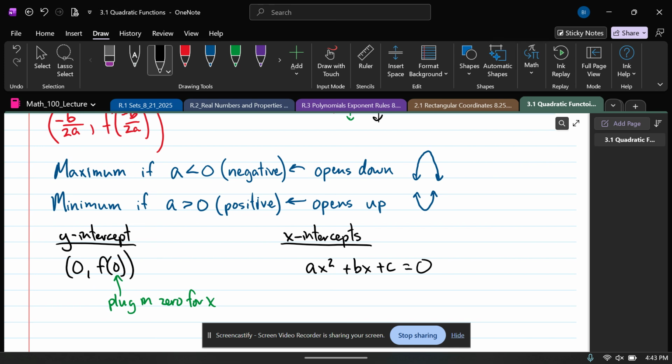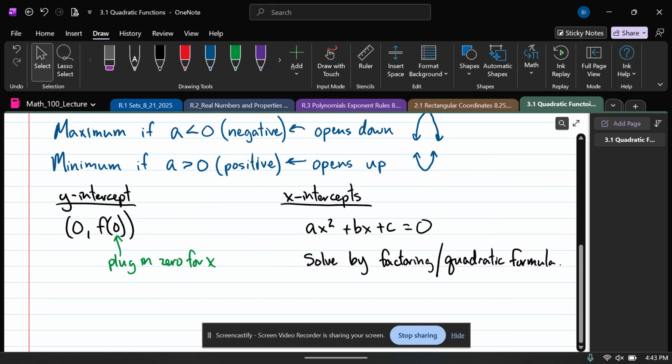And you can either solve that by factoring or by quadratic formula. Either way gets you the same answers. Sometimes factoring is not an option, and quadratic formula is the only thing that you can do. But if it will factor, it'll also work using quadratic formula. That would get the same answers.